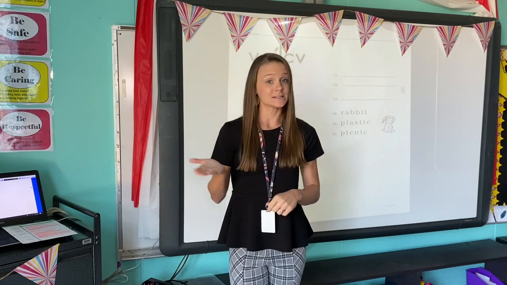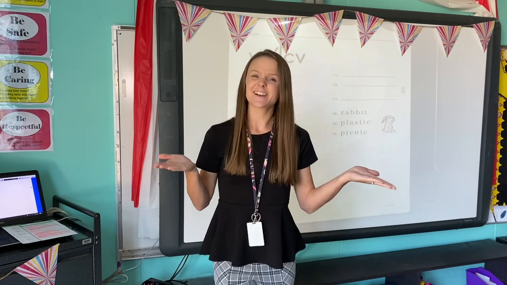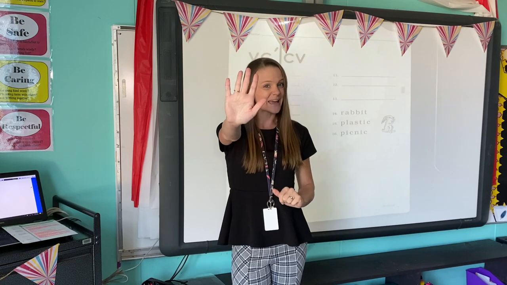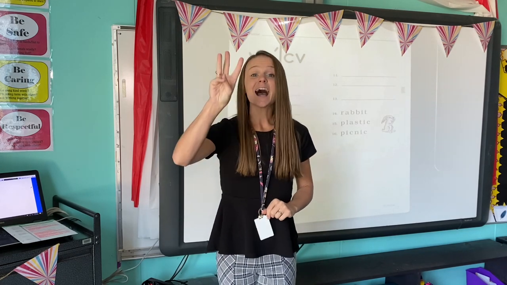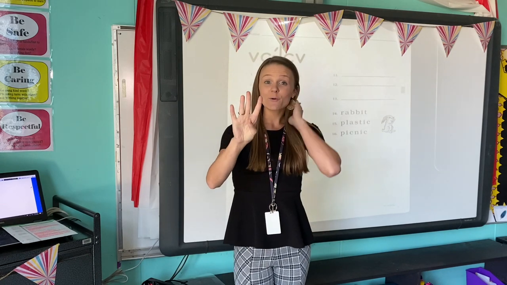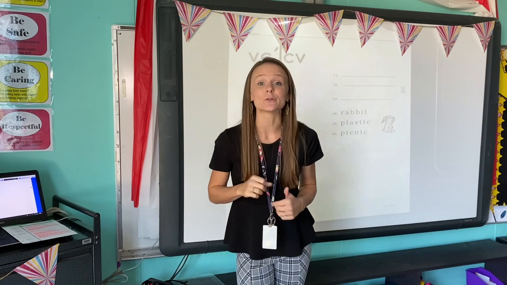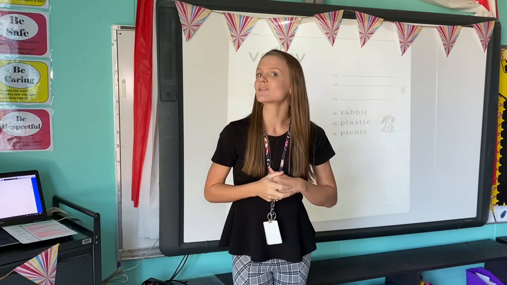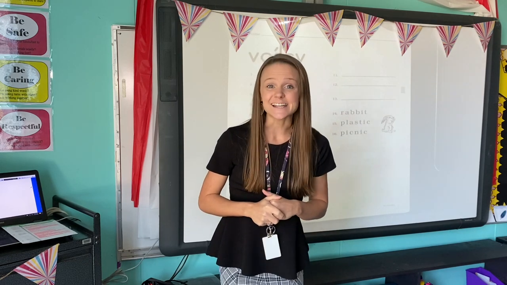There are consonants and there are vowels. That's right. Can we name the five vowels? I know you can. Here we go. A, E, I, O, and U. That's right. There are five vowels in our alphabet. So what do we call all of the other letters that are not vowels? Yes, we call them consonants.